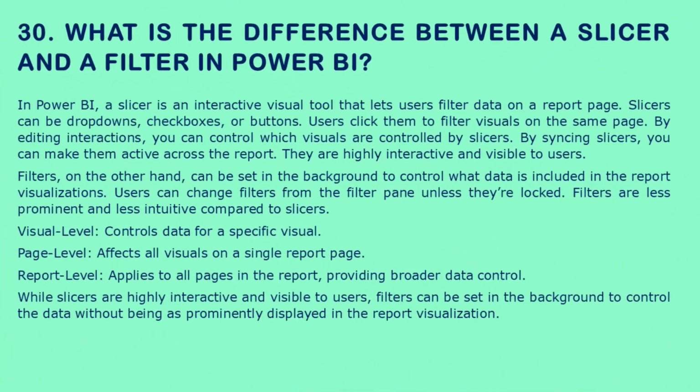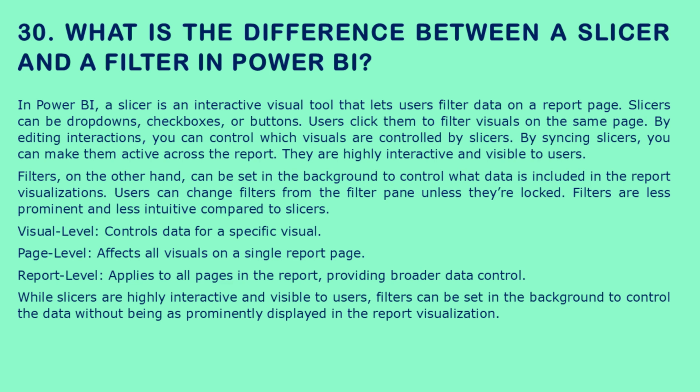What is the difference between a slicer and a filter in Power BI? In Power BI, a slicer is an interactive visual tool that lets users filter data on a report page. Slicers can be drop-downs, checkboxes, or buttons. Users click them to filter visuals on the same page. By editing interactions, you can control which visuals are controlled by slicers. By syncing slicers, you can make them active across the report. They are highly interactive and visible to users.